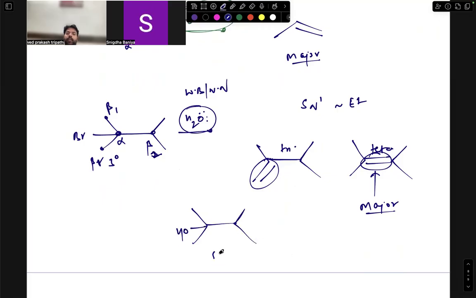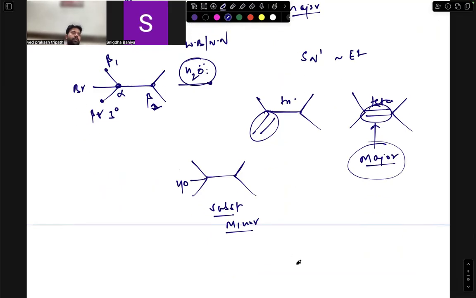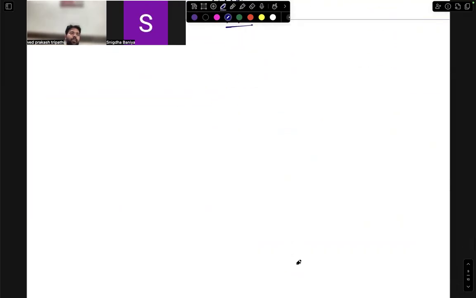And I told you that whenever the alkene is tetra substituted, then elimination would be the major. Means this would be the major, the substitution product would be minor. Clear? If you have just a mono substituted alkene as the major, then we will go with the substitution product. Makes sense.